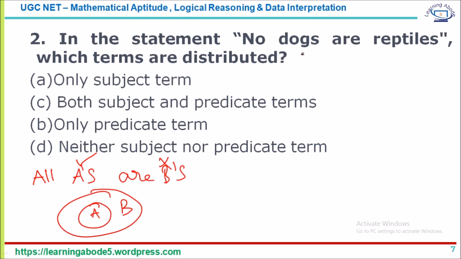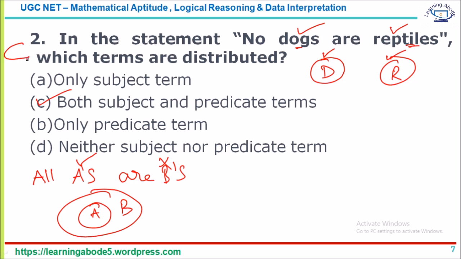Now in the same way, look at this statement: no dogs are reptiles. No part of dog is a reptile, so we can say dog is distributed. And no reptile is a dog, so no part of reptile is a dog. So this is also distributed. It is referring to the whole of dogs as well as the whole of reptiles, so each term is distributed here. The subject is dogs and this is the predicate. Both subject and predicate terms are distributed.